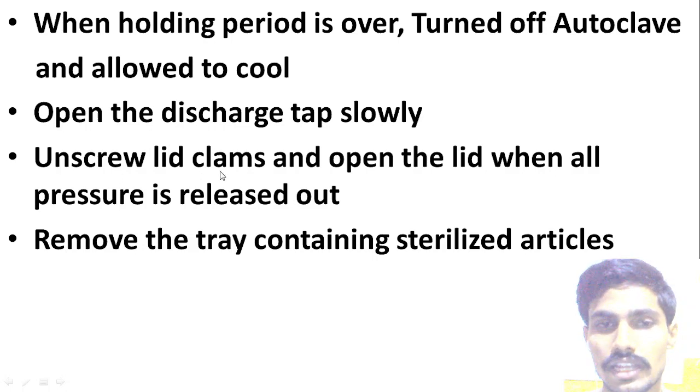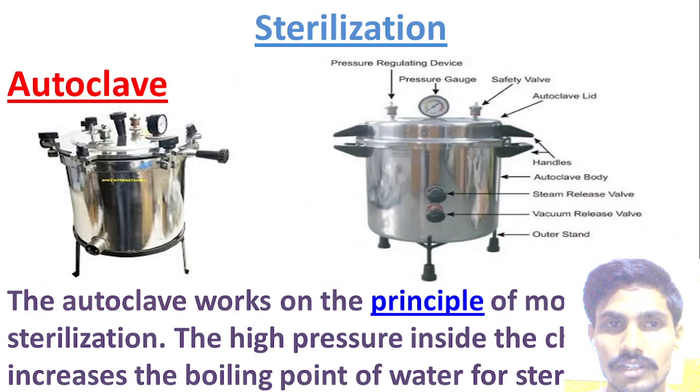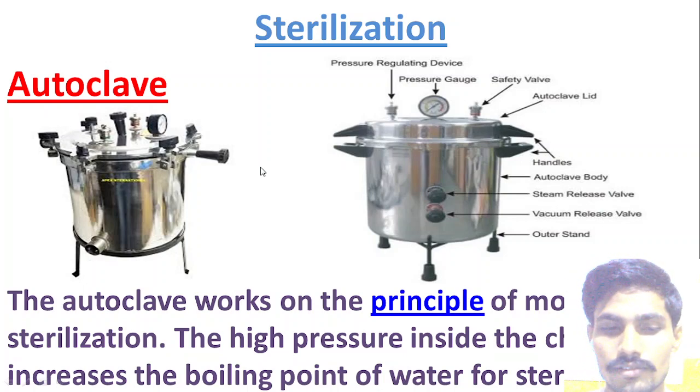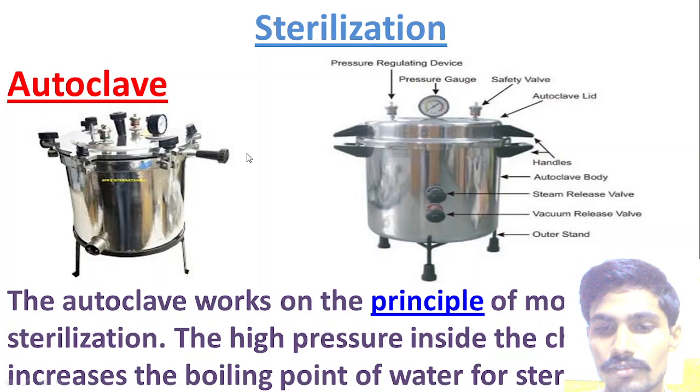Unscrew the lid clamps. You have to unscrew the lid clamps. There are lid clamps here like this. This is a lid clamp, lid clamp, lid clamp, lid clamp. You have to unscrew. Screw down means tightening, and unscrew means the opposite, reverse. What can you do?